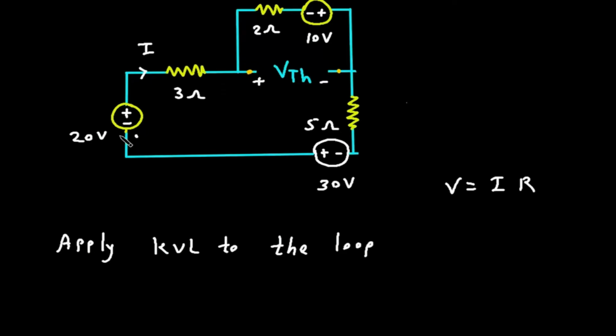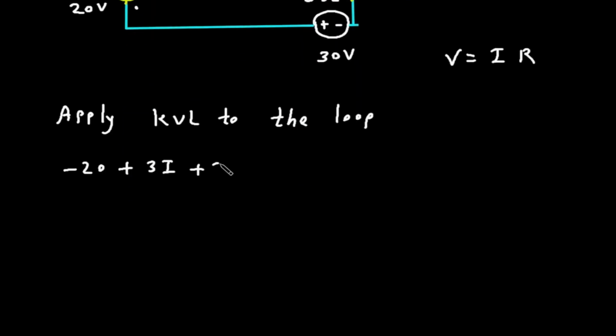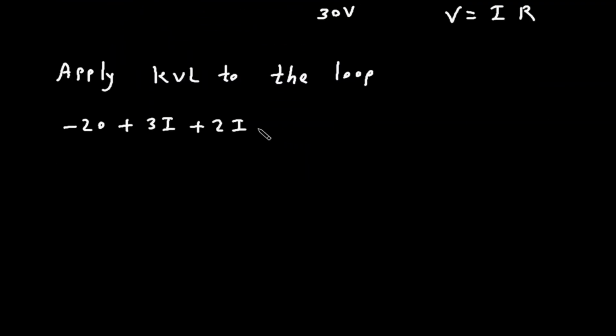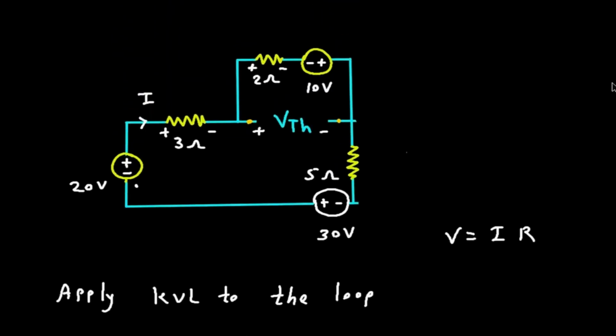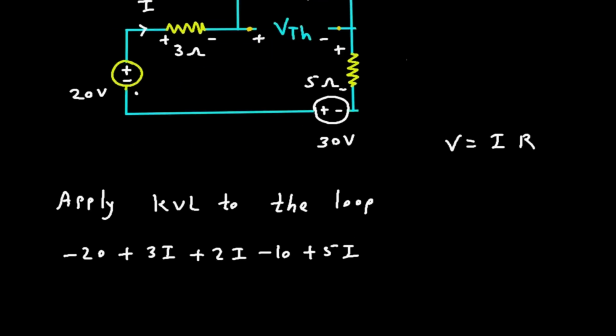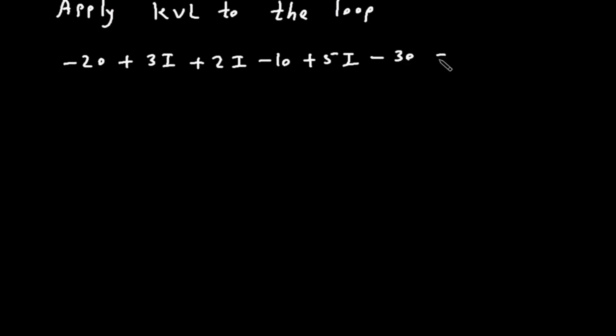We will start from here. So this will be minus 20. This will be plus. This will be minus. Plus 3 into I. Then plus 2 into I. Minus 10. This will be positive. This will be negative. Plus 5I. Minus 30 is equal to 0.